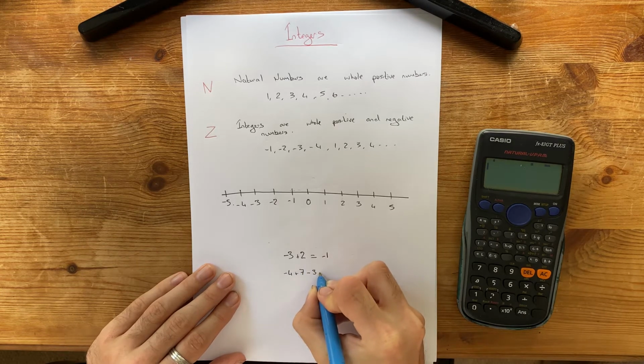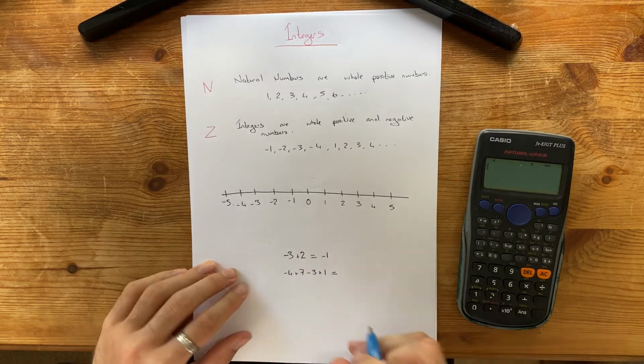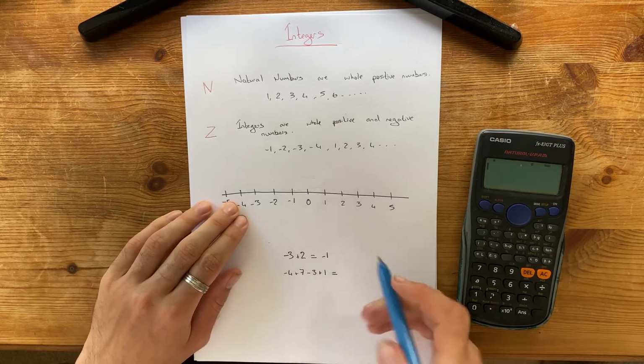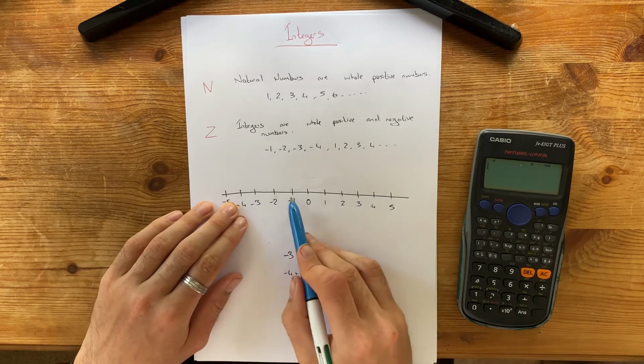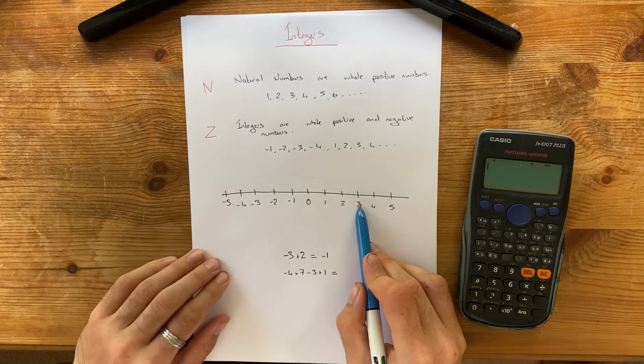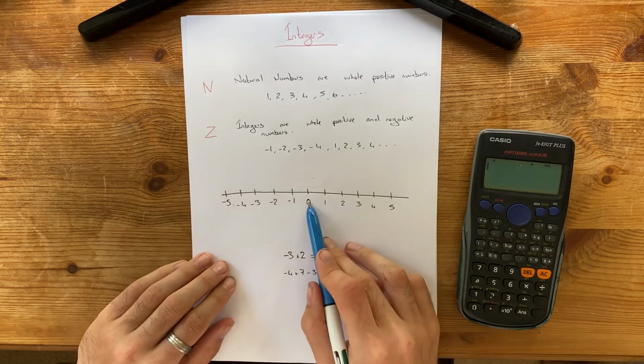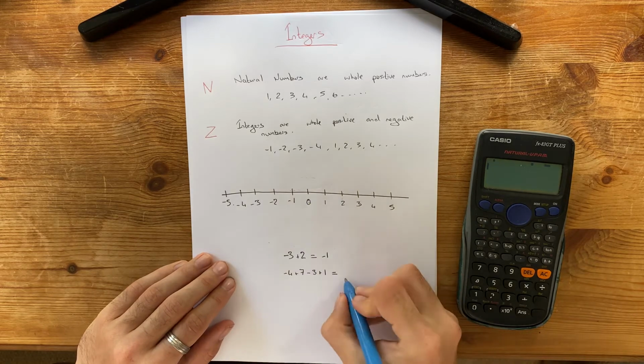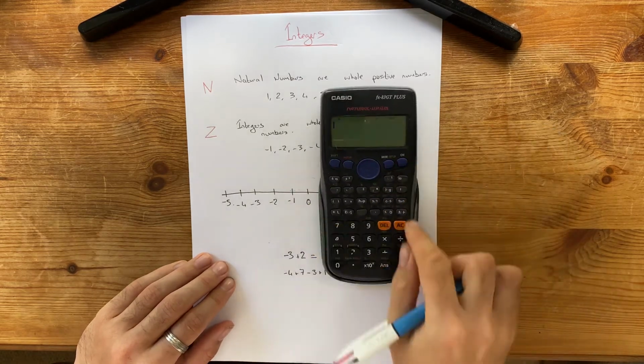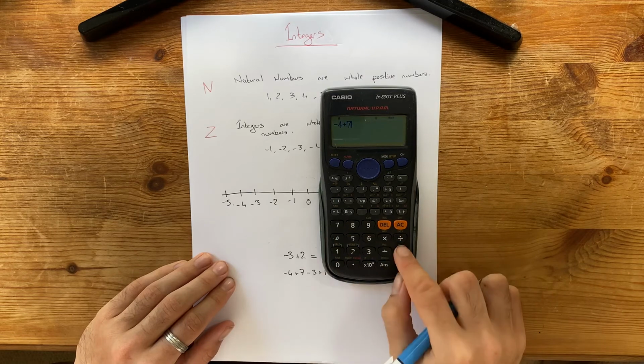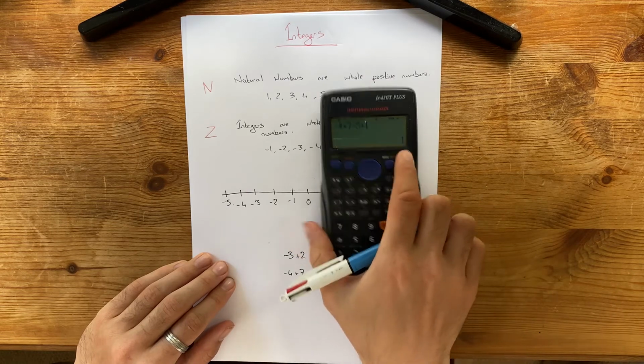A little more of a complex one, -4 plus 7 -3 plus 1. So start at -4, add 7, 1, 2, 3, 4, 5, 6, 7. Then we minus 3, 1, 2, 3, and then we plus 1, which gives 1. And let's just check that in our calculator to make sure. That's -4 plus 7 -3 plus 1 is 1.